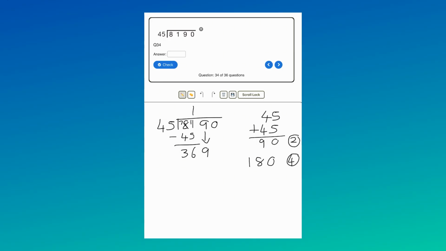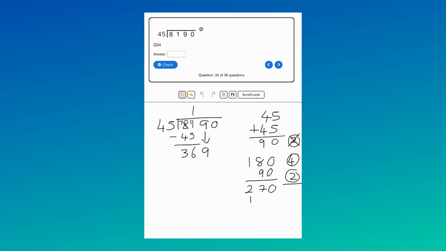So let's add on. I'm going to cross this out now because I don't need that block. I've worked out that 4 lots of 45 is 180. So now I'm going to add on another block of 2. And see, that will give me 6 blocks of 45. So 0 plus 0 is 0. 8 plus 9 is 17. Carry my 1, and I've got 270.